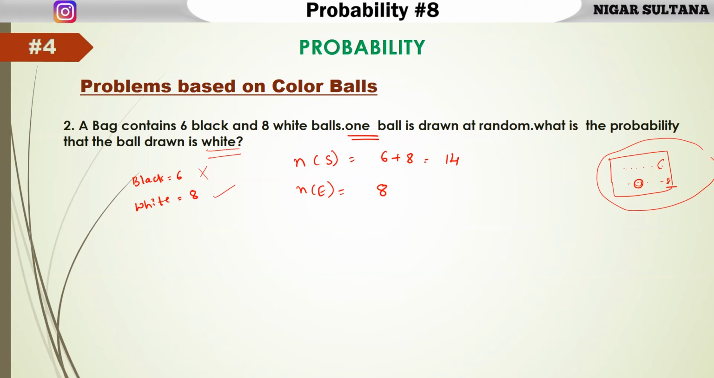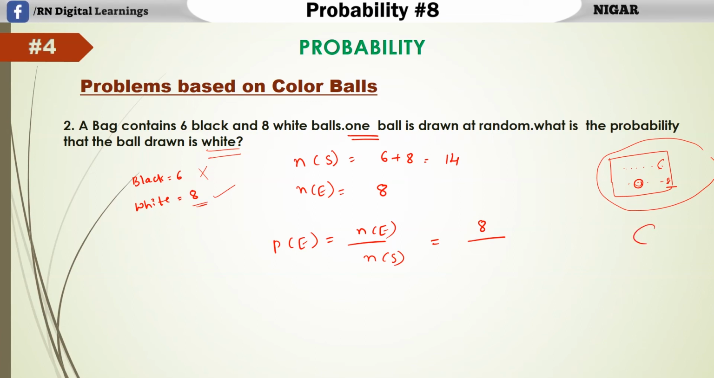Events, number of events are 8, correct? Now, let's write the probability of this, n of E and n of S. Now, n of E is how much? 8. Why we are not using the concept of combination is because only one ball we are drawing here. When we are talking about 2 balls or 3 balls or 4 balls, we use the concept of combination. So now here we are talking only about the one ball. So, directly we can write it as 8, because 8 white balls we have.